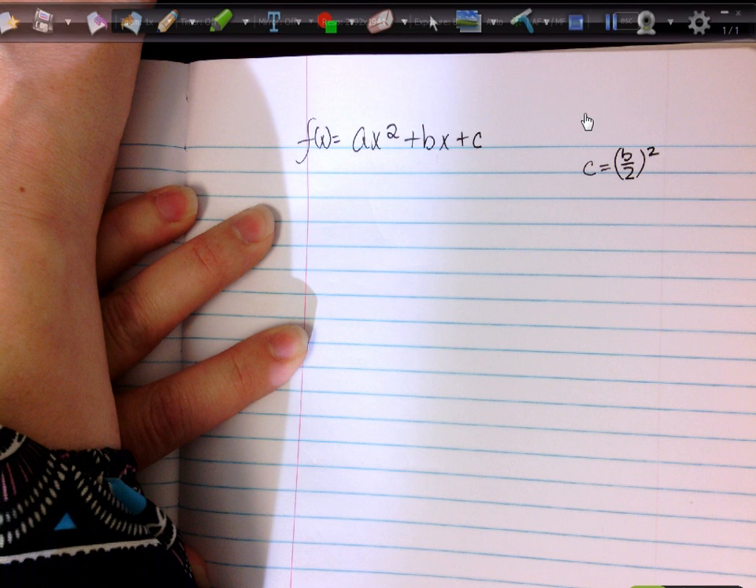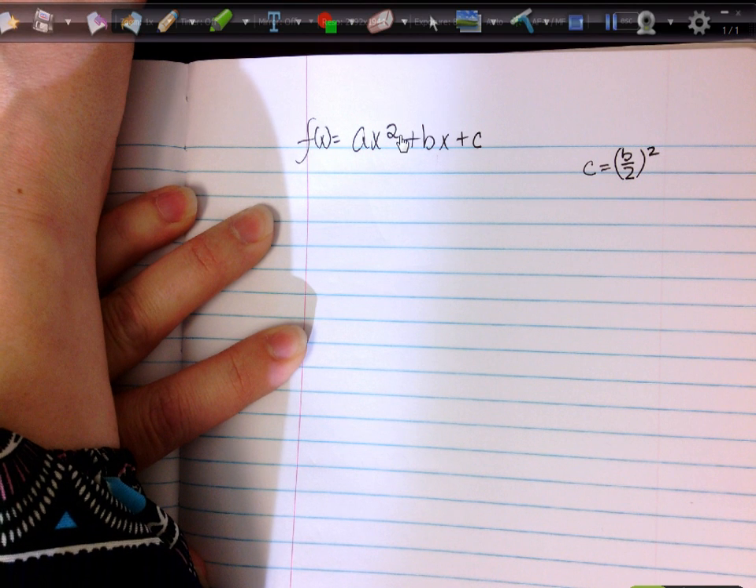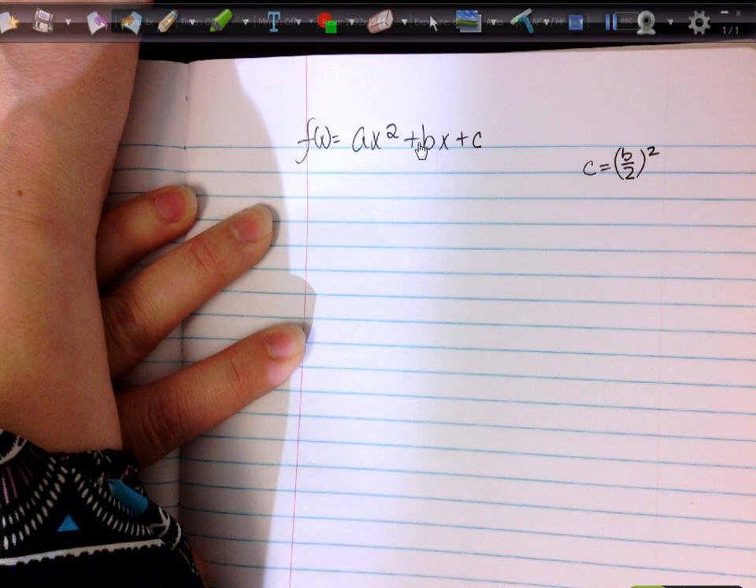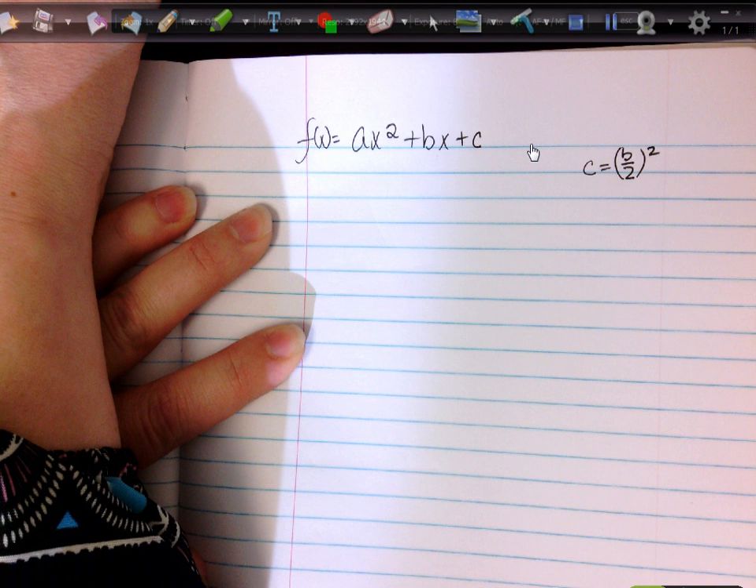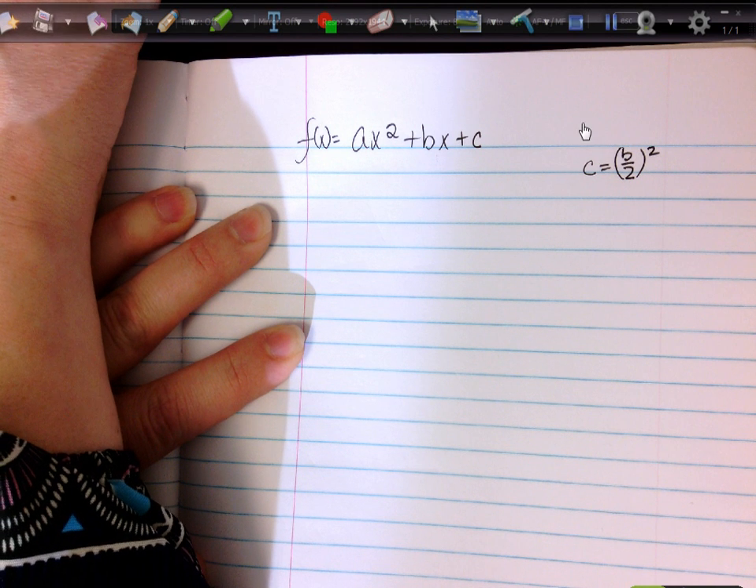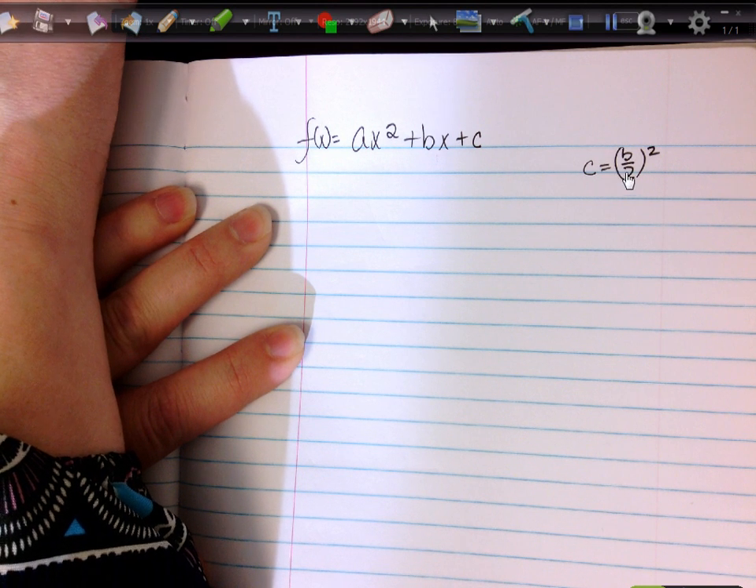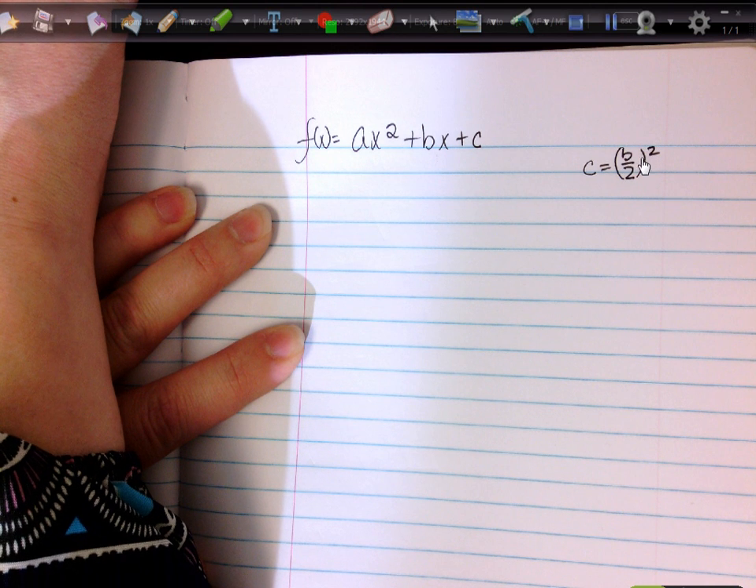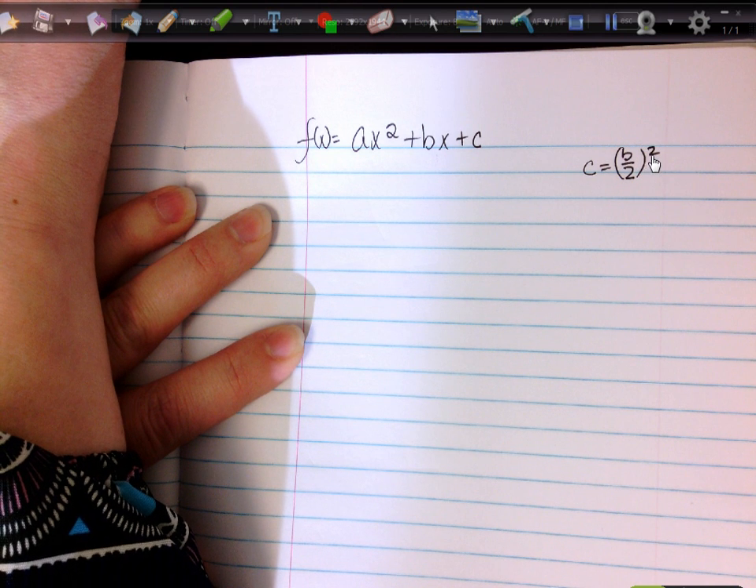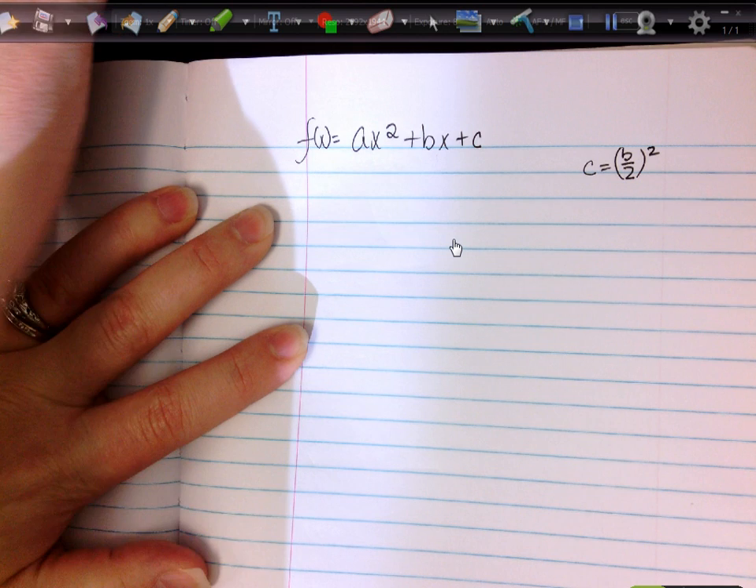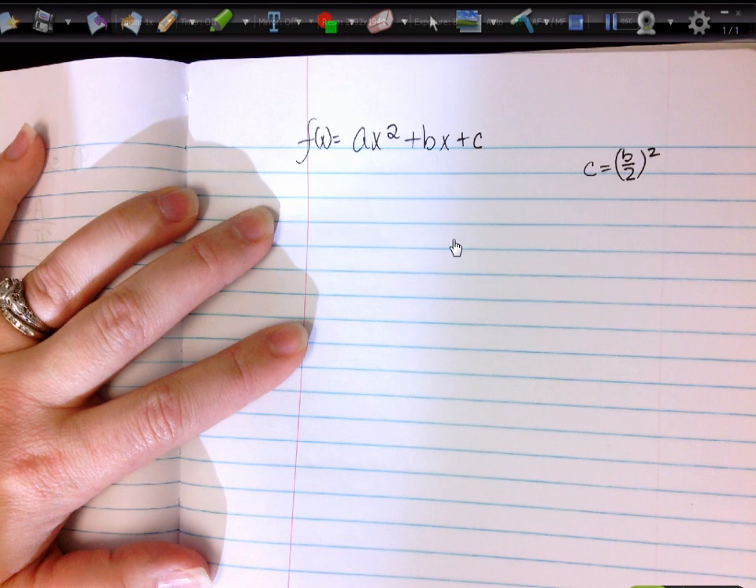So before you write down number 1, I want you to go ahead and write this quadratic equation here. f of x equals ax squared plus bx plus c. And then the formula for finding c is going to be c equals, in parentheses, b over 2, close parentheses, squared. So I need to write both of those things down before you write down the problem.